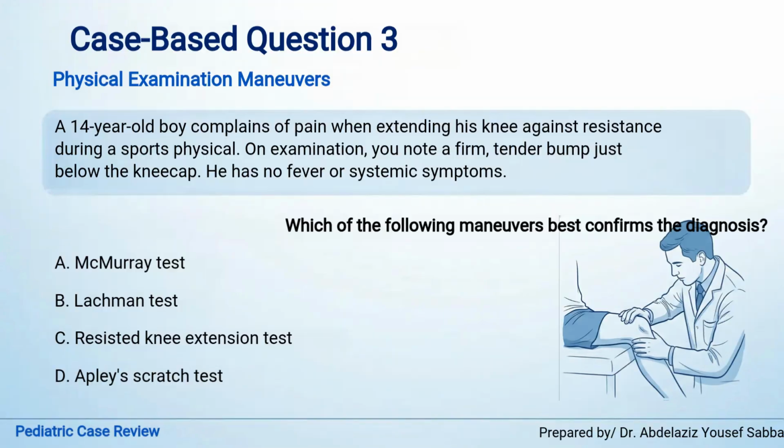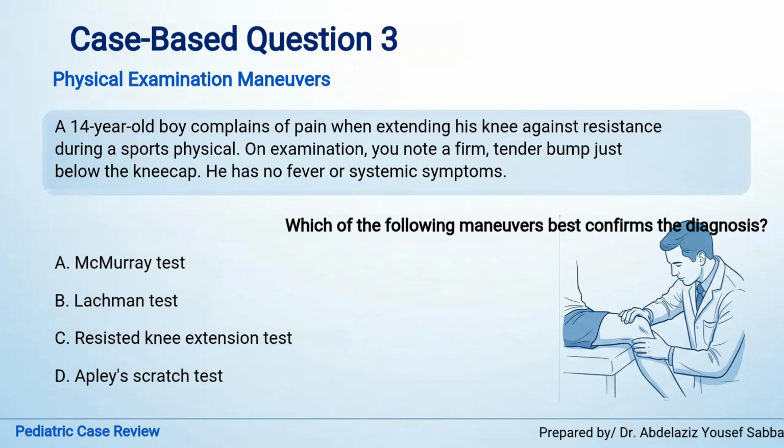Case 3. Physical examination maneuvers. A 14-year-old boy complains of pain when extending his knee against resistance during a sports physical. On examination, you note a firm, tender bump just below the kneecap. He has no fever or systemic symptoms. Which of the following maneuvers best confirms the diagnosis?